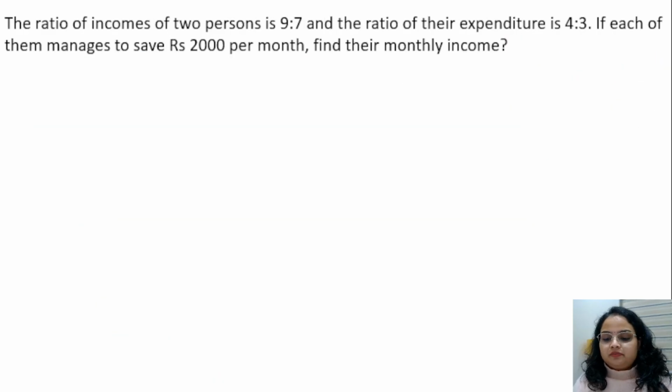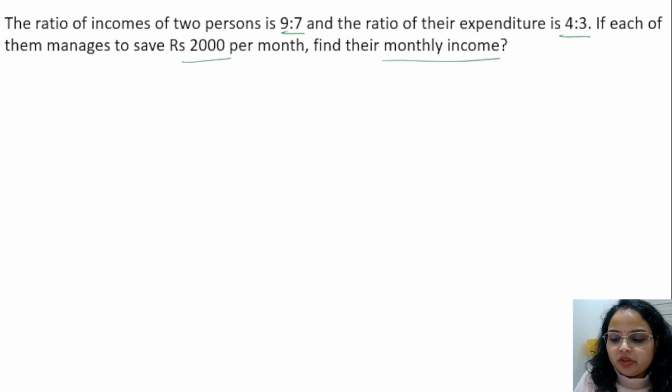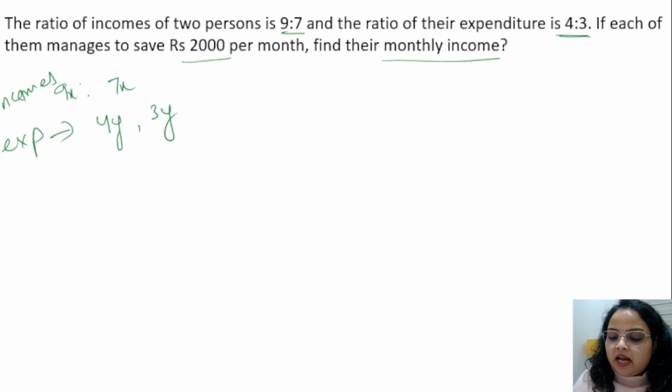Okay, next one. The ratio of incomes of two persons is 9:7 and the ratio of their expenditure is 4:3. If each of them manages to save 2000 per month, find their monthly income. The ratio of incomes is 9:7, so we will assume the incomes as 9x and 7x. The ratio of their expenditure is 4:3, so we will assume the expenditure as 4y and 3y. Each of them manages to save 2000 per month.